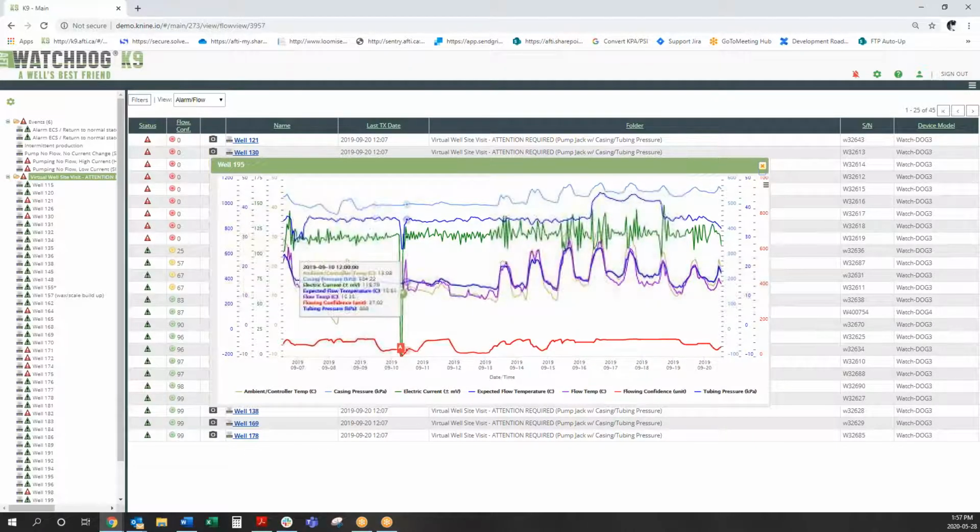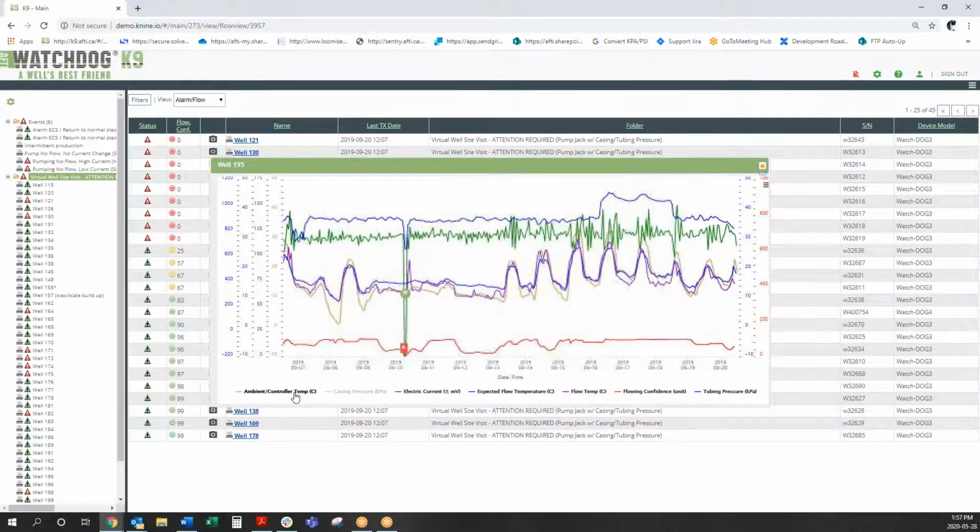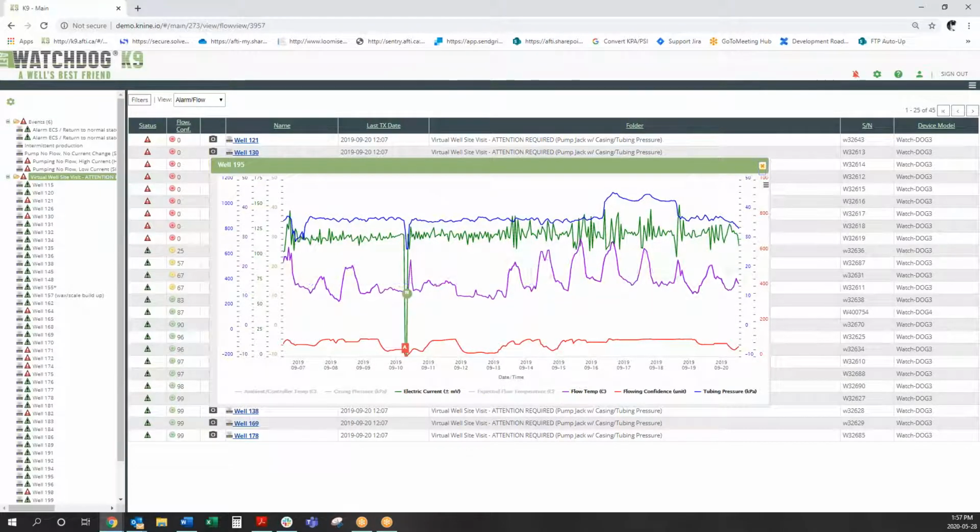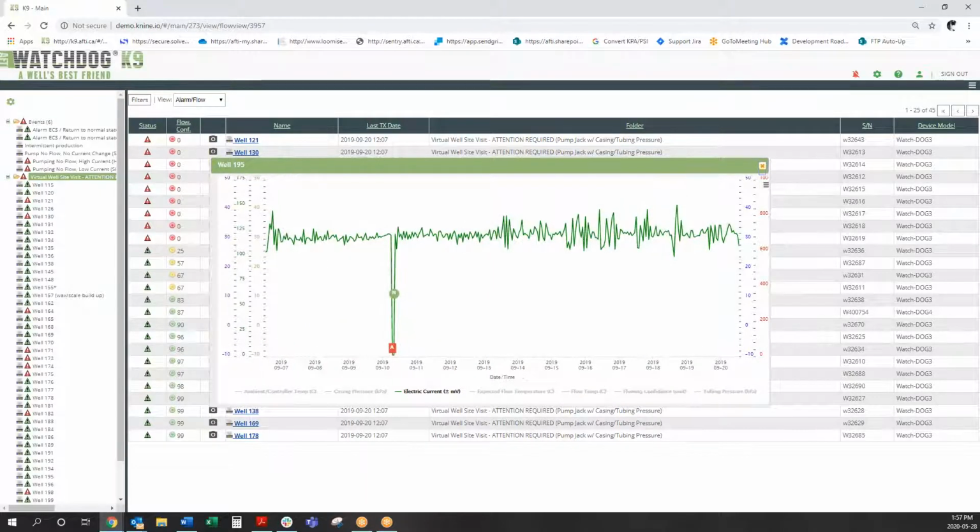Okay, with this location, this is very interesting. I don't see anything too out of the ordinary with electric current. What I mean by out of the ordinary is, look how this is a fairly consistent pattern, but it looks like the pump is working harder here. Let's see how that's reflected in temperature.